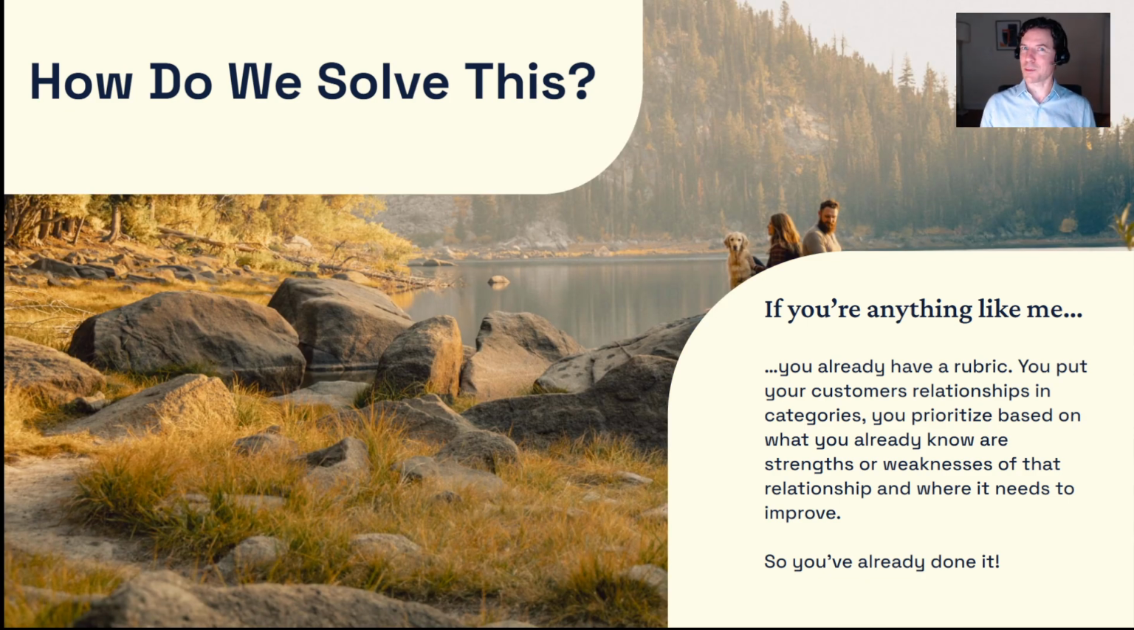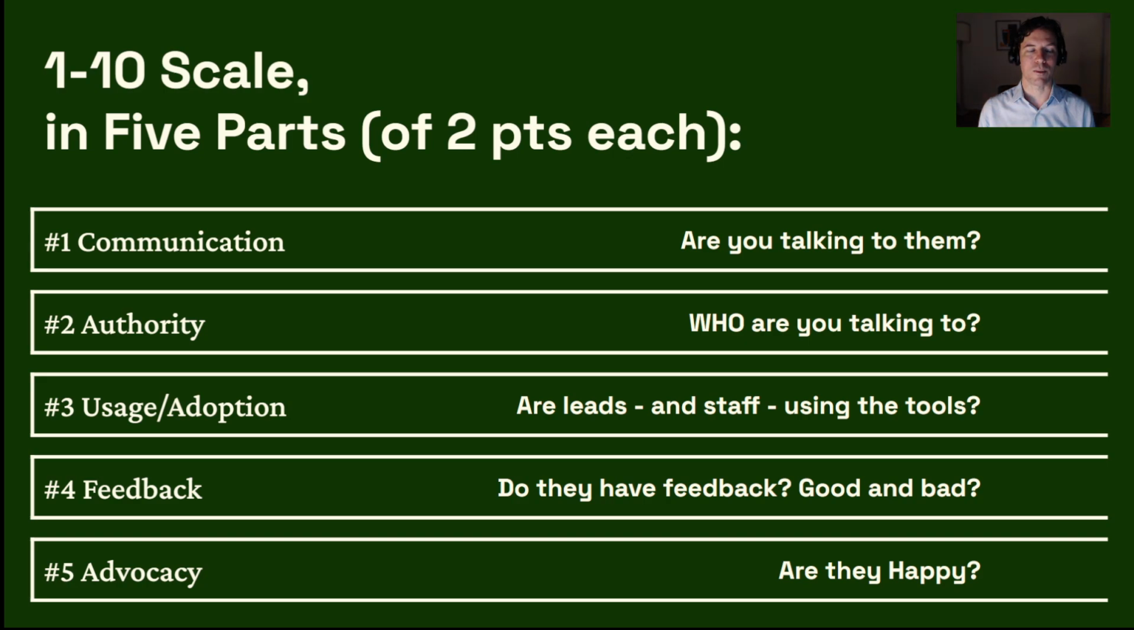So if you're anything like me, you already have a rubric. You put your customer relationships in categories. You prioritize based on what you already know are strengths and weaknesses of that relationship and where it needs to improve. So you've already done it. It's already in your head. The matter is just putting it on paper, putting it in a rubric, and making sure you have a system.